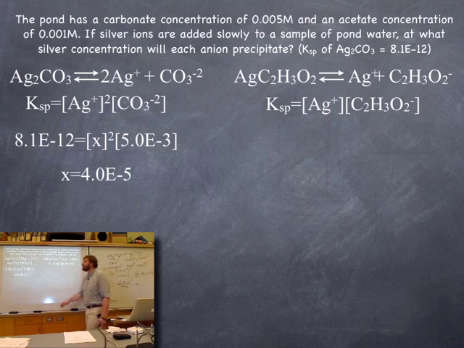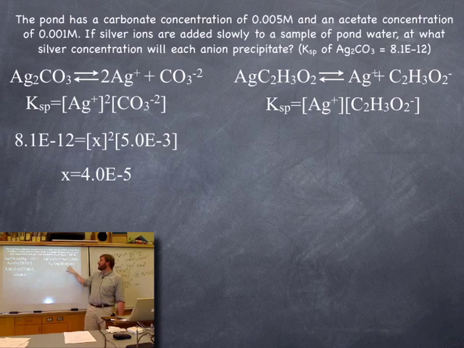When the concentration of silver ions gets to 4.0 times 10 to the negative 5, the silver and the carbonate will start to react and form silver carbonate solid. That's the point at which the silver carbonate will start to precipitate out. Let's find out how that compares to the silver acetate.